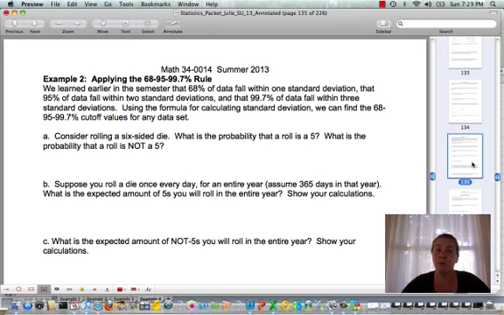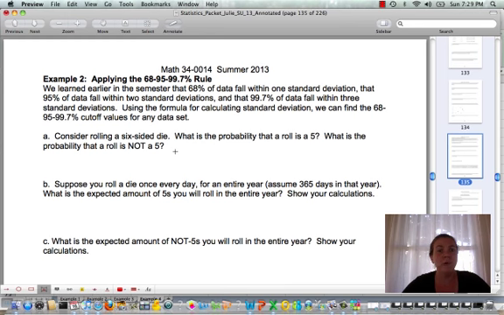We will have covered Example 1 together in class, but make sure that you have read the vocabulary for Module 7. So earlier in the semester, we learned about the 68, 95, 99.7% rule, about the standard deviations, and now we're going to use that information to find the cutoff values for any data set.